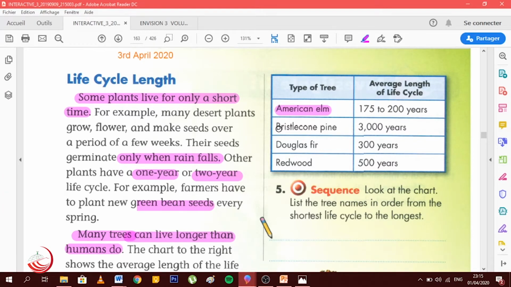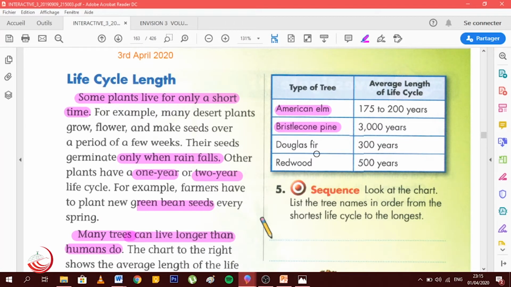That's so long. And then we have the bristlecone pine. The bristlecone pine is the first tree, or the first plant, that we talked about when we started this chapter. You remember? This bristlecone pine lives for 3,000 years. 3,000 years. That's so long. That's so impressive. It's an impressively long life cycle, and that's a really long time.